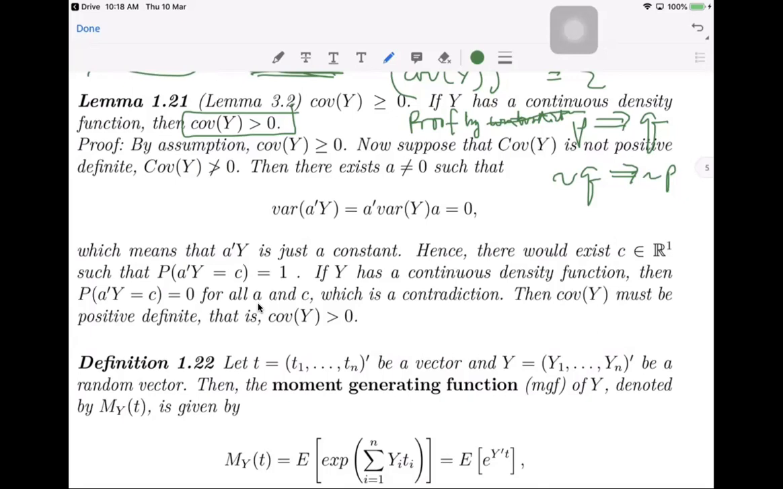You are recalling proof by contrapositive. Correct? P implies Q. What you show is not Q implies not P. Okay, correct. Yes, ma'am. So this is proof by contrapositive. So, lemma 3.2 is a proof by contrapositive. That is, P implies Q, and what you show is not Q and then not P.